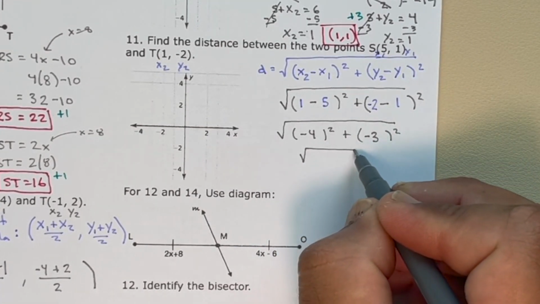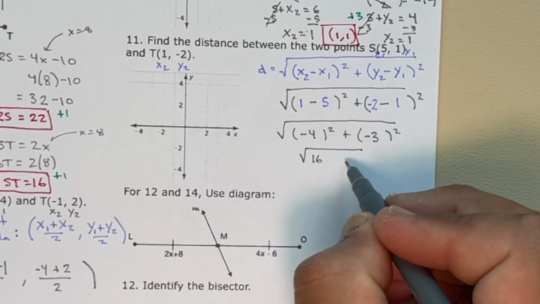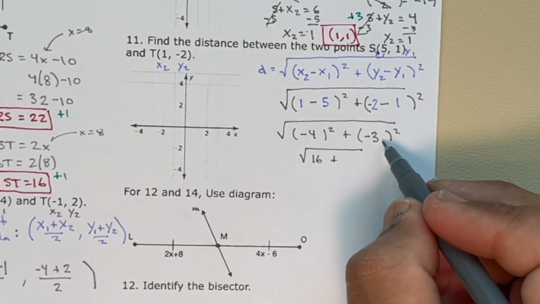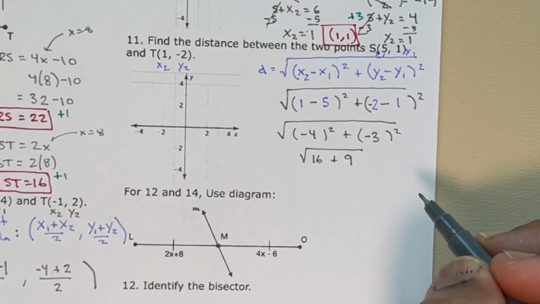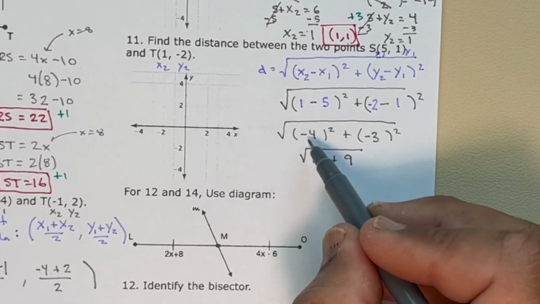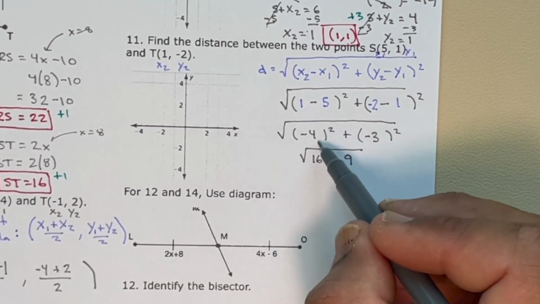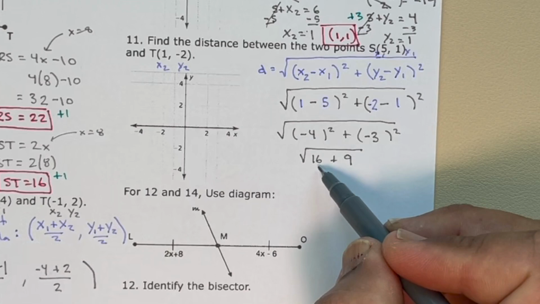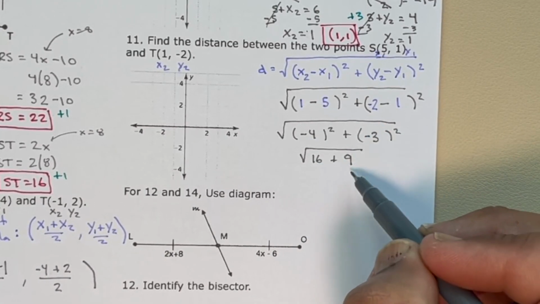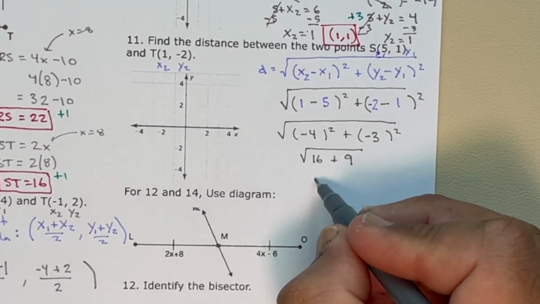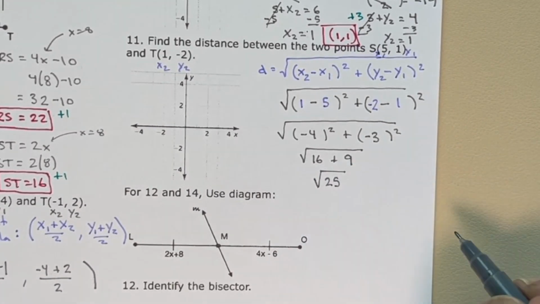So I got the square root of negative 4 squared is 16, plus negative 3 squared is 9. So be careful with these. The parentheses is a negative 4 on the inside of those parentheses squared. That means it's negative 4 times negative 4, so it ends up being positive. Parentheses around this squared means it's negative 3 times negative 3, which is a positive 9. Then once I add those together, I get the square root of 25.